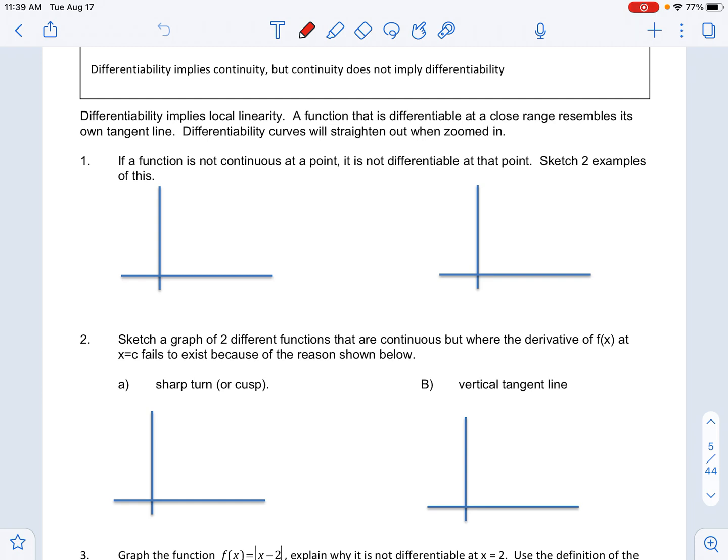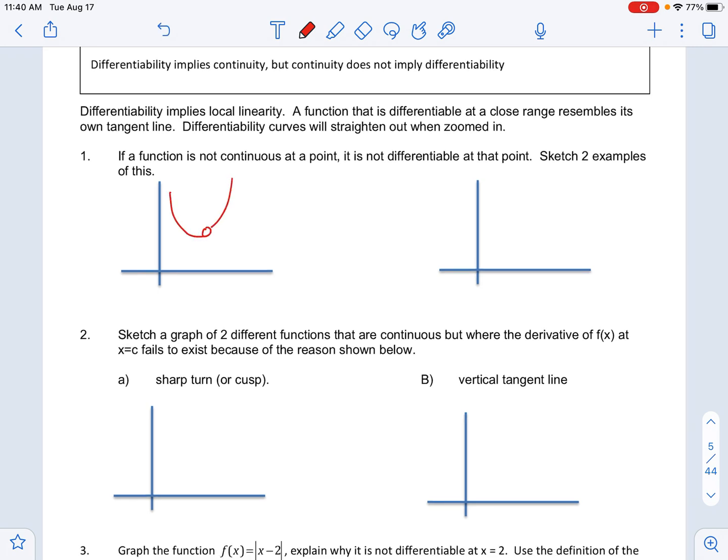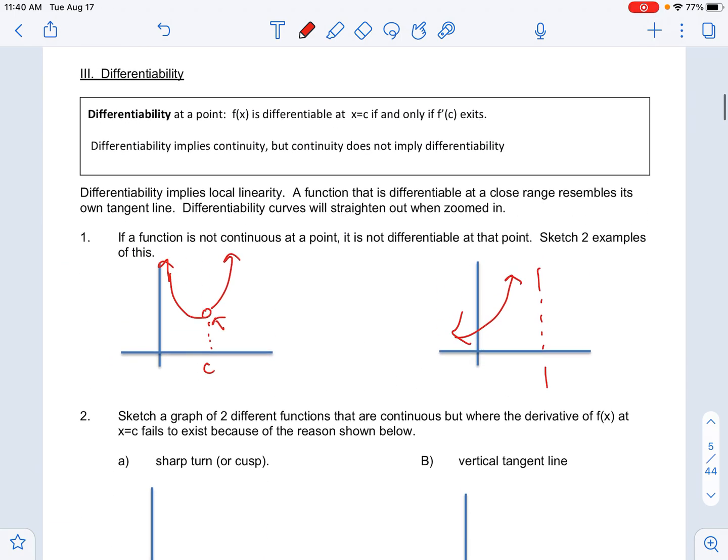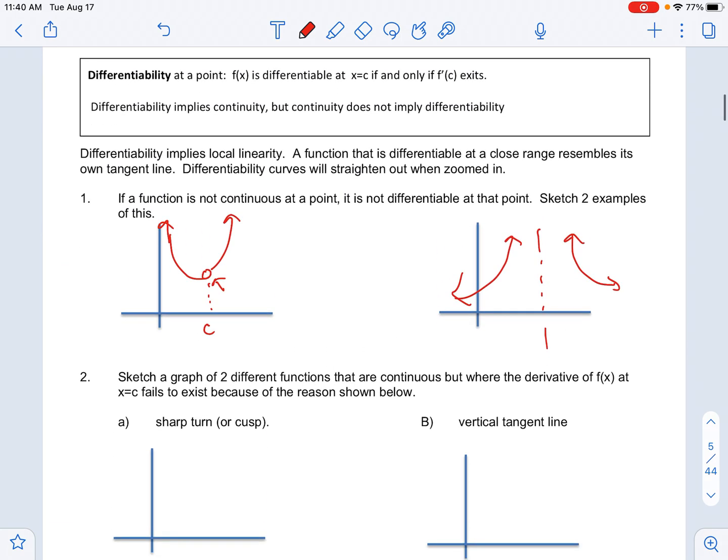So let's look at a couple different cases. We want to come up with a function that is not continuous at a point and is not differentiable. So this would be one example. At this point right here, you have a hole, so it's not continuous, and you don't have a point there, there's no slope, so it's also not differentiable. Another example would be a graph that has an asymptote, so a graph that looks maybe something like this. At that asymptote, obviously it's not continuous, and if you don't have a point there, it can't be differentiable.